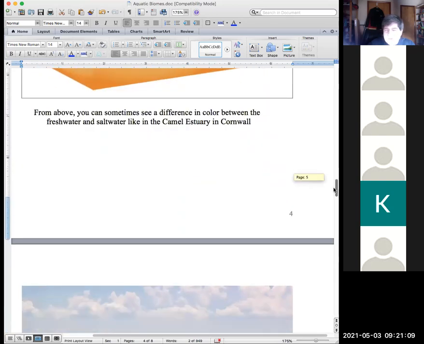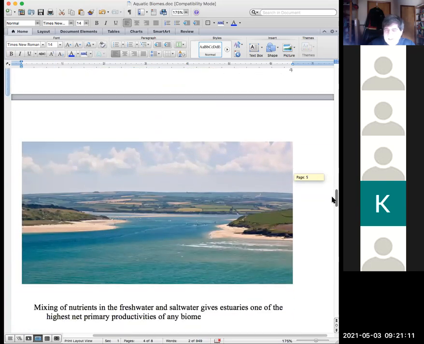A lot of times, if you look above at photographs, you can see a difference in water color. So this is an area in Cornwall in the United Kingdom. And if you look up towards the top, you can see very bluish water, which is the water coming in from the rivers. And down below, we can see more kind of greenish water, the water coming in from the ocean.